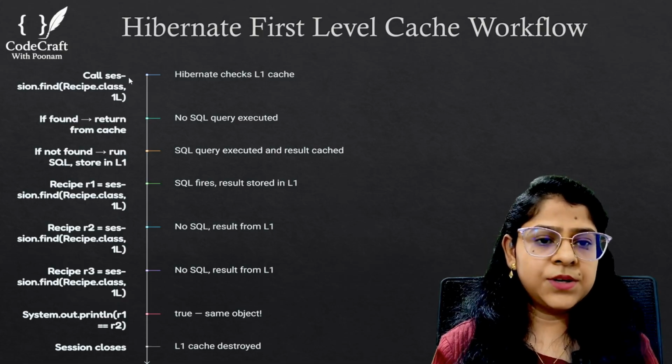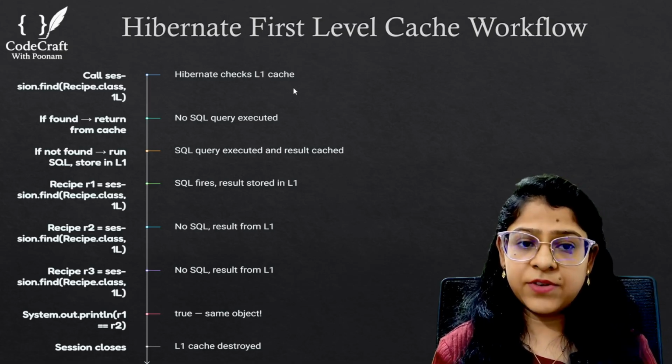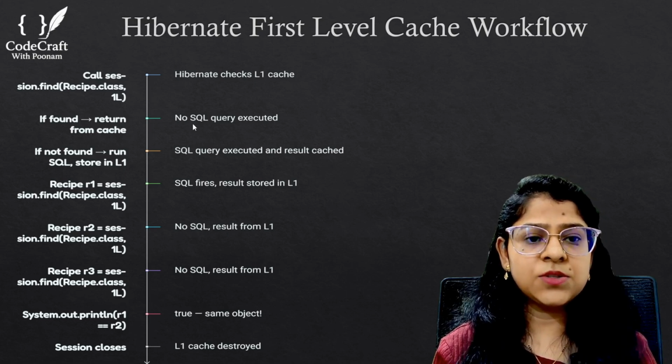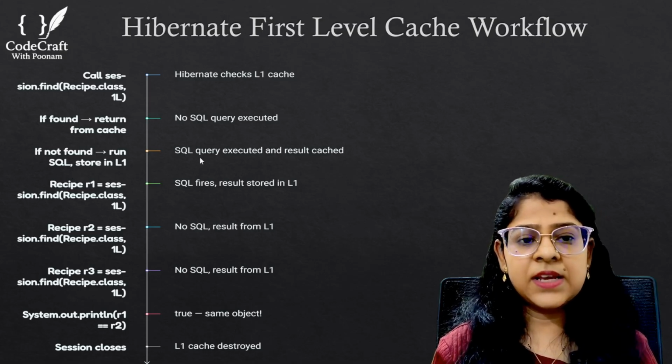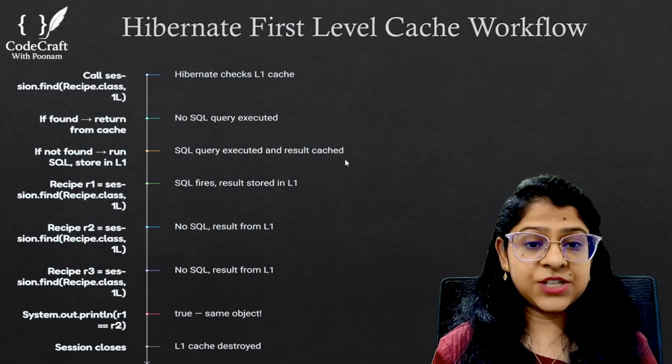So here you see that when you call session.find, then Hibernate checks the L1 cache. If it is found, then it will return from the cache, and there is no SQL query executed. If not found, then it will run SQL and store in L1. Then the SQL query will be executed and the result is cached.